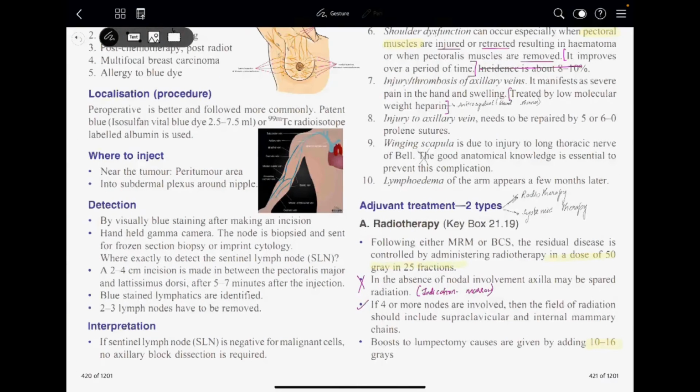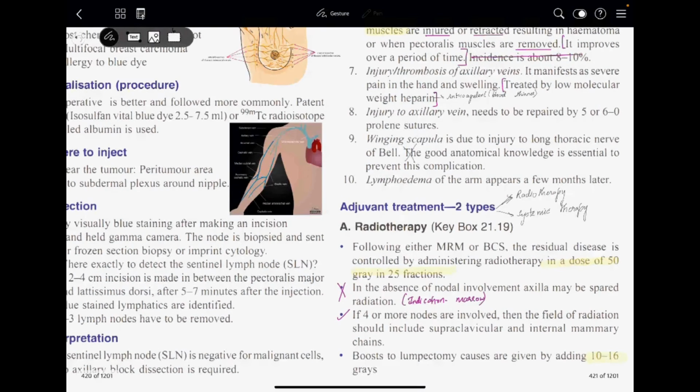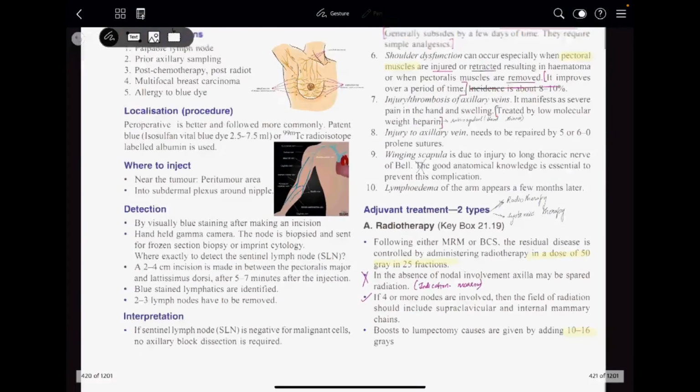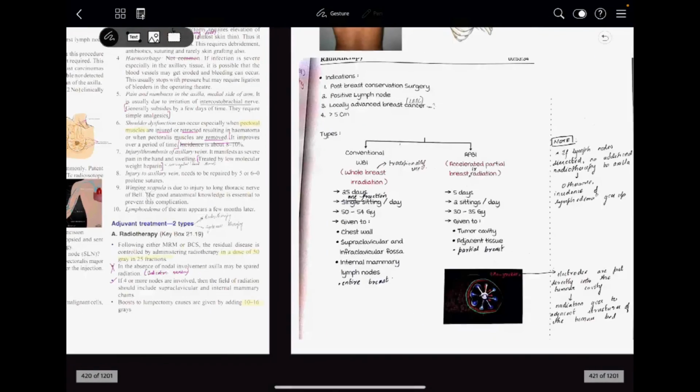adjuvant treatment. So we are done with the major surgery part. Now we have to go to adjuvant treatment. Like there are two types: radiotherapy and systemic therapy, which will involve chemotherapy and hormonal therapy. But for today, we'll just do radiotherapy. So what is radiotherapy? When do you need it?